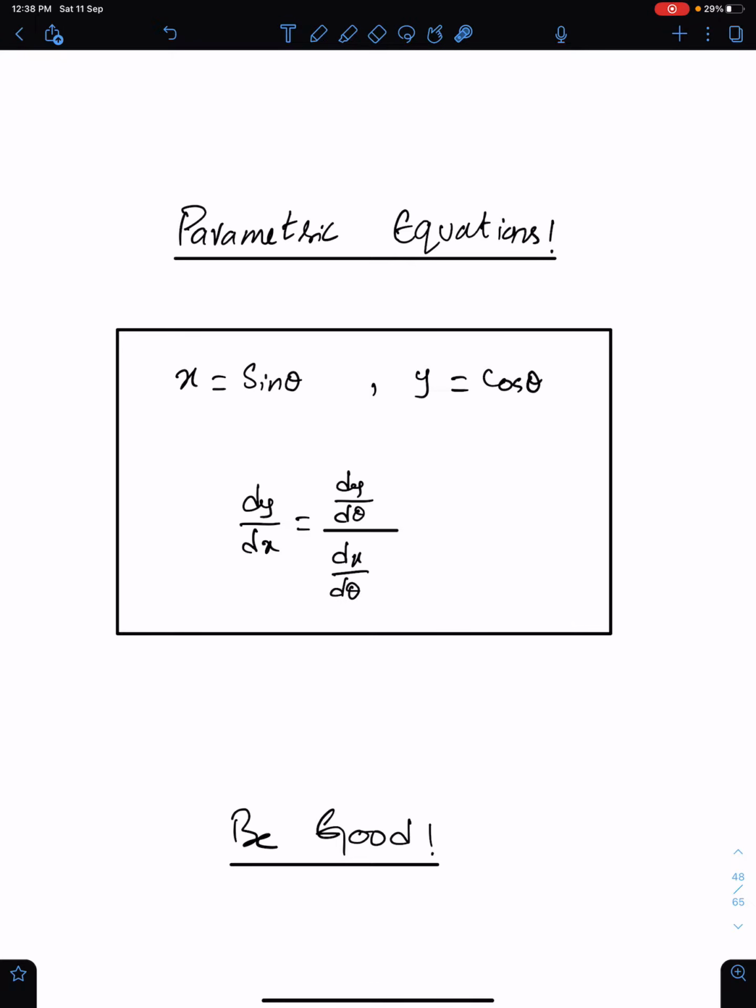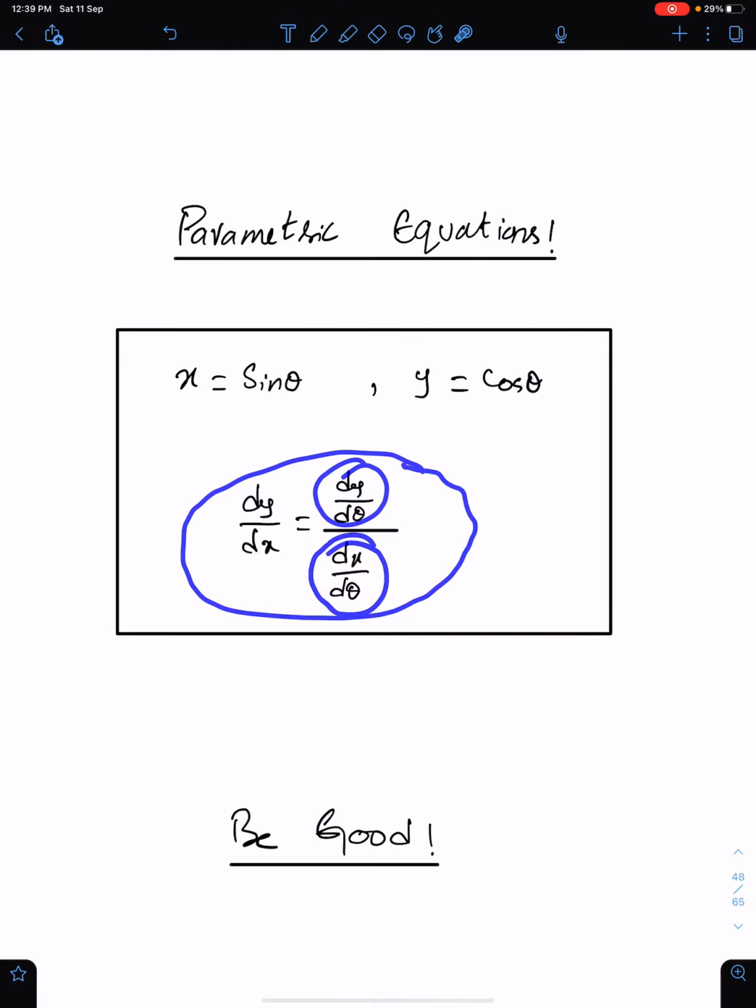The topic of this lecture is important concepts of parametric equations of differentiation of P3. Parametric equation means two equations connecting x and y, and both x and y depend on the third variable, either theta or t. Like in this example, both x and y depend on theta. And this is the formula of the gradient of parametric equations: dy upon d theta upon dx upon d theta.